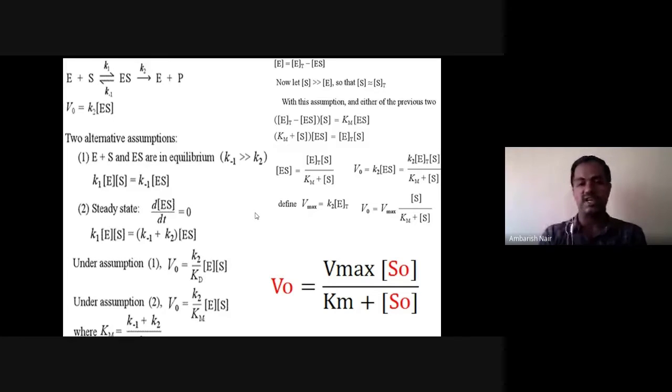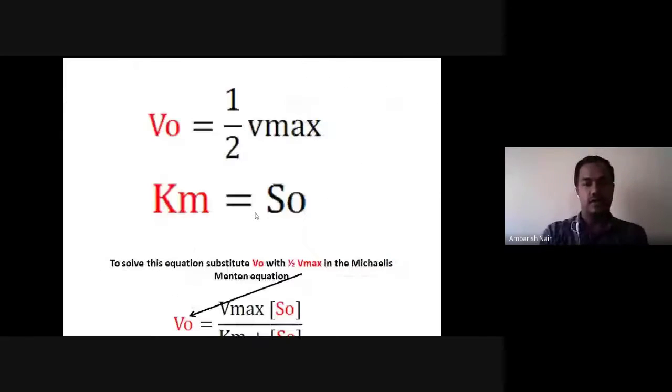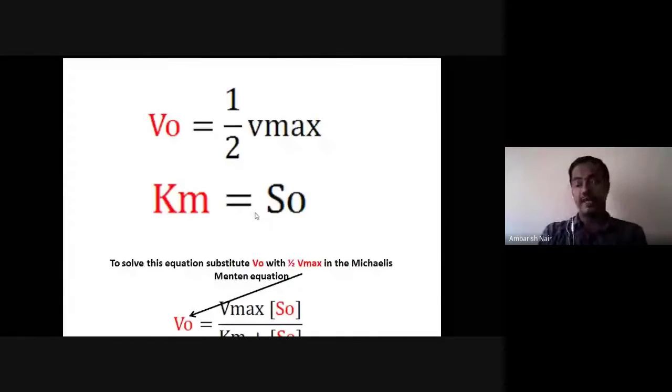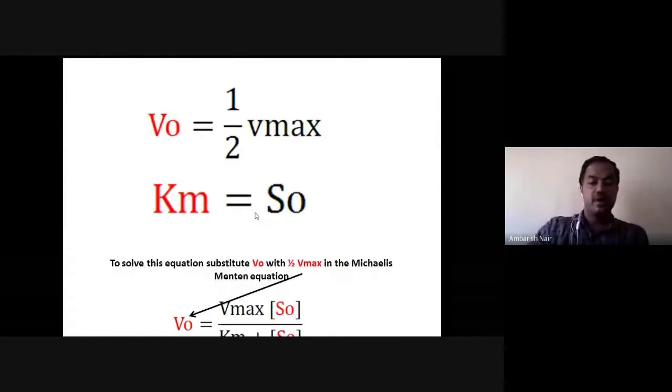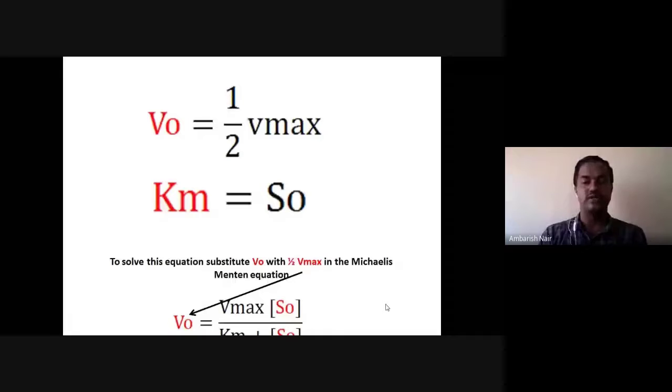I'm just emphasizing only the final equations needed to solve or to write the Michaelis-Menten equations. So this is what I told. What is the Michaelis-Menten constant? When V naught is half V max, Km will become S naught. So when V naught is equal to half V max, Km will become S naught. To solve this equation, what you have to do is substitute V naught with half V max in the Michaelis-Menten equation.